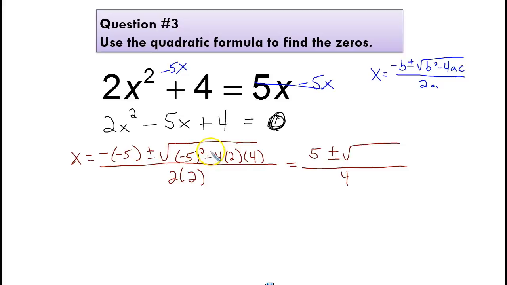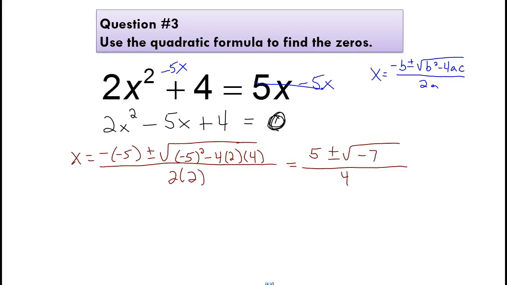And I just like to put this all in my calculator at one time. I can usually do it in my head if I really want to, but if I have a calculator handy, I might just throw it in the calculator. I get negative 7. So 25 minus 4 times 2 times 4 is negative 7.